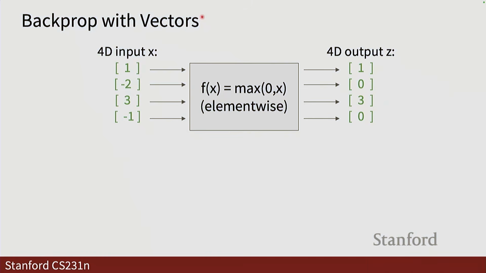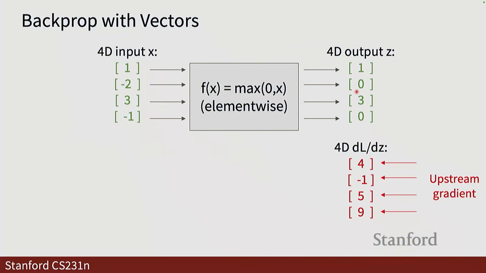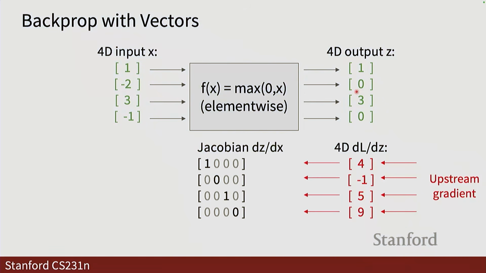So, backprop with vectors, that's just one example here. Let's say we have a function which is the max of 0 and x. That's the ReLU function. So this is an element-wise function that takes the input, takes a max between 0 and x. If it's non-negative, it passes through, otherwise replaces it with a 0. Assume you get some upstream gradients, and there, now we need to build a Jacobian matrix here.